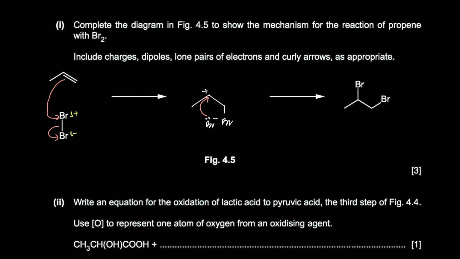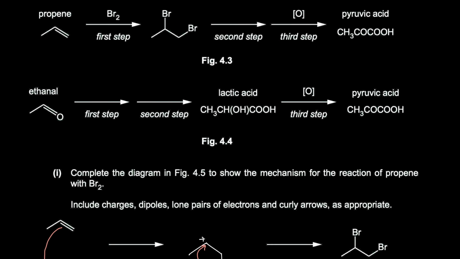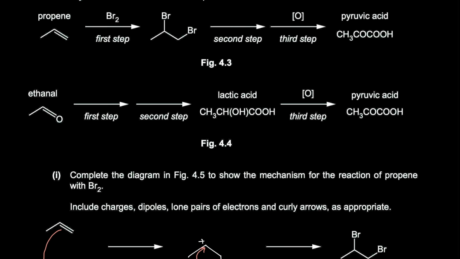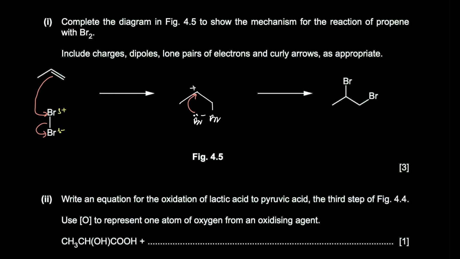Write an equation for the oxidation of lactic acid to pyruvic acid, the third step of figure 4.4. So in figure 4.4, the lactic acid is being oxidized to pyruvic acid. Over here, the secondary alcohol group in lactic acid is being oxidized to a ketone in pyruvic acid. So for this equation, we're going to say CH3CHOHCOOH. This secondary alcohol is oxidized to a ketone.